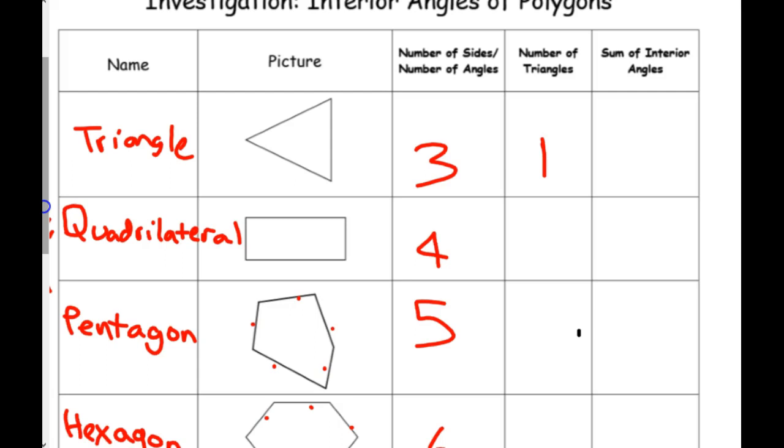180, right? We learned that already. So basically, 1 times 180. Oh my gosh, hold on. Back it up. Check it out. On the rest of these, we need to draw what are called diagonals, okay, which connect a vertex to another vertex.